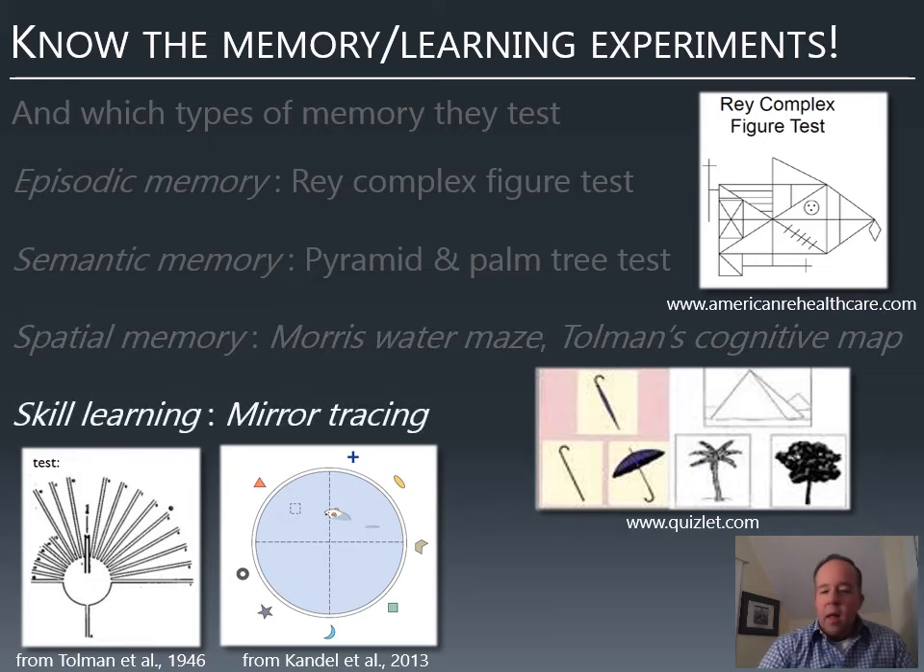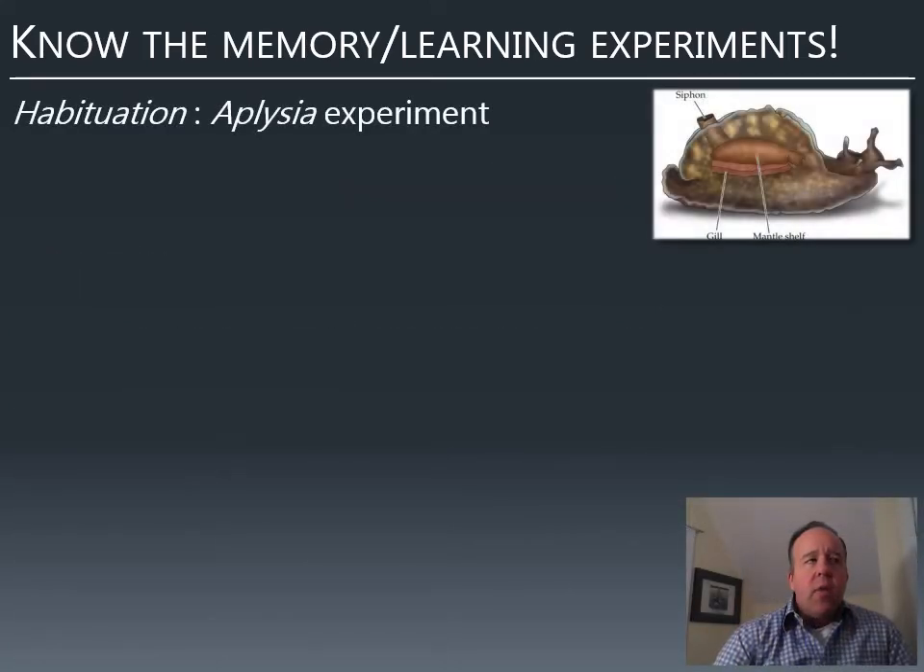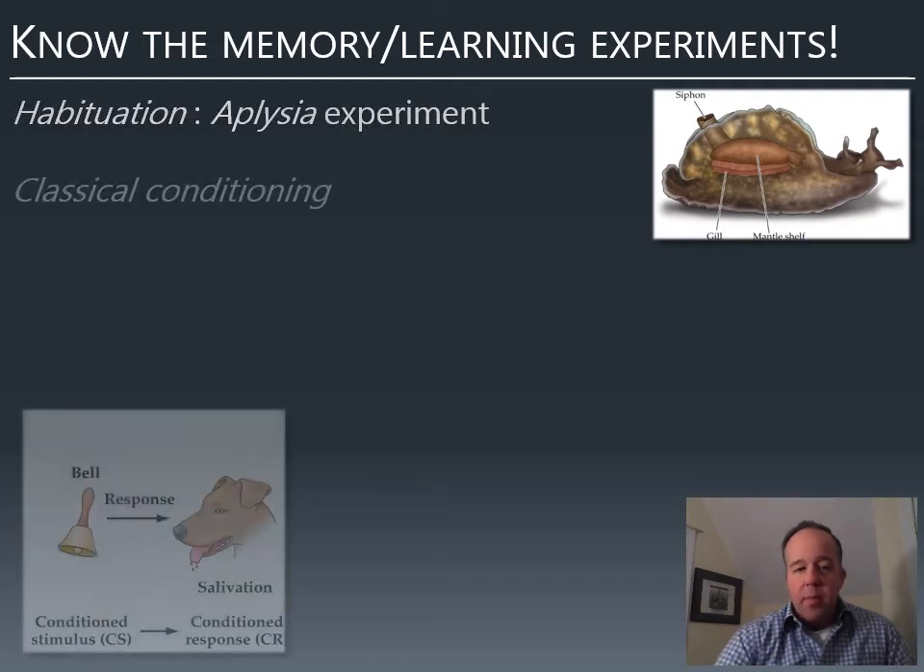And again, skill learning like mirror tracing, like reading text backwards, know that those relate to skill learning and the basal ganglia. Other forms of memory and learning, habituation. So understand the Aplysia experiment, that sea slug, where you poke that siphon over and over again. At first, Aplysia retracts its gill to keep it from getting damaged. After a while, it gets used to that stimulus and stops retracting it. And people do the same thing. They get used to a stimulus. They'll stop responding to it. So that's habituation. Understand that experiment.